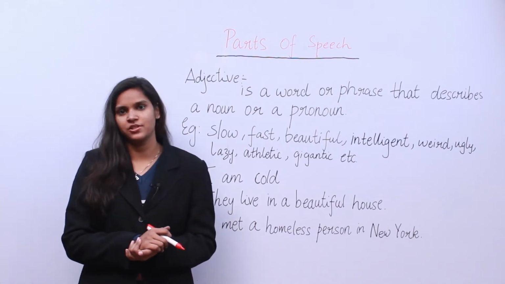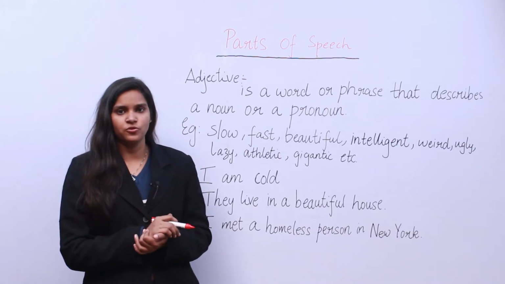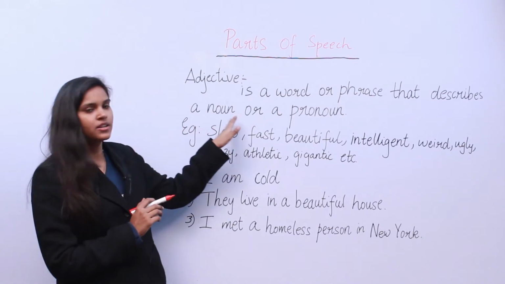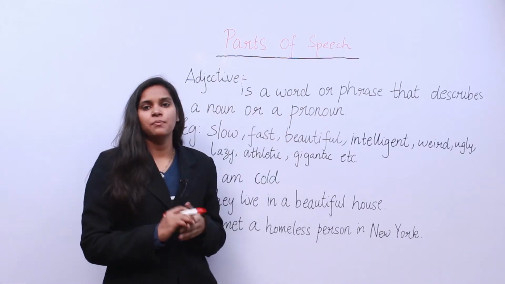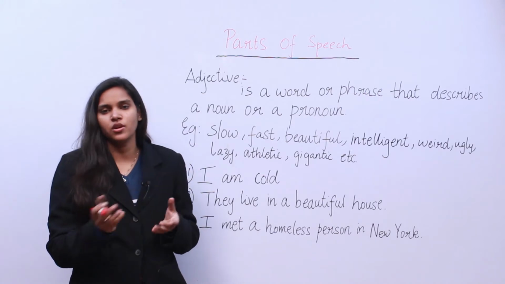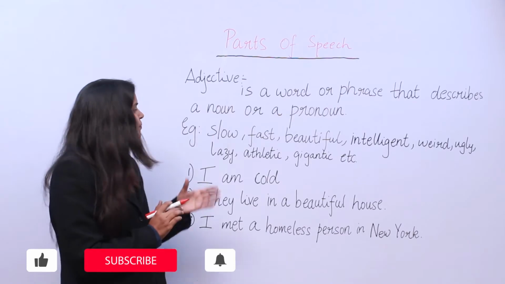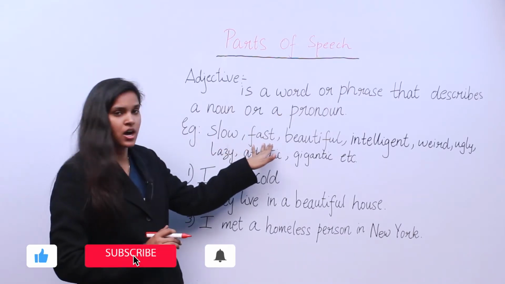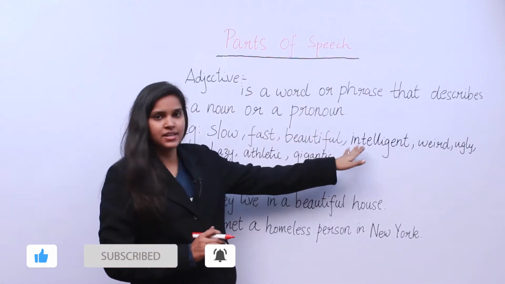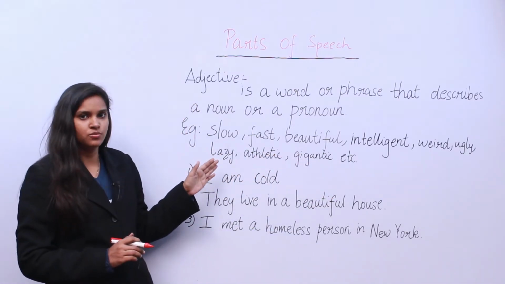Let's do adjectives now. What is an adjective? An adjective is a word or phrase that describes a noun or a pronoun. Basically, it gives us additional information about the noun or a pronoun. Let me give you a few examples of adjectives. Slow, fast, beautiful, intelligent. You can take a look at the words that I've written on the board.